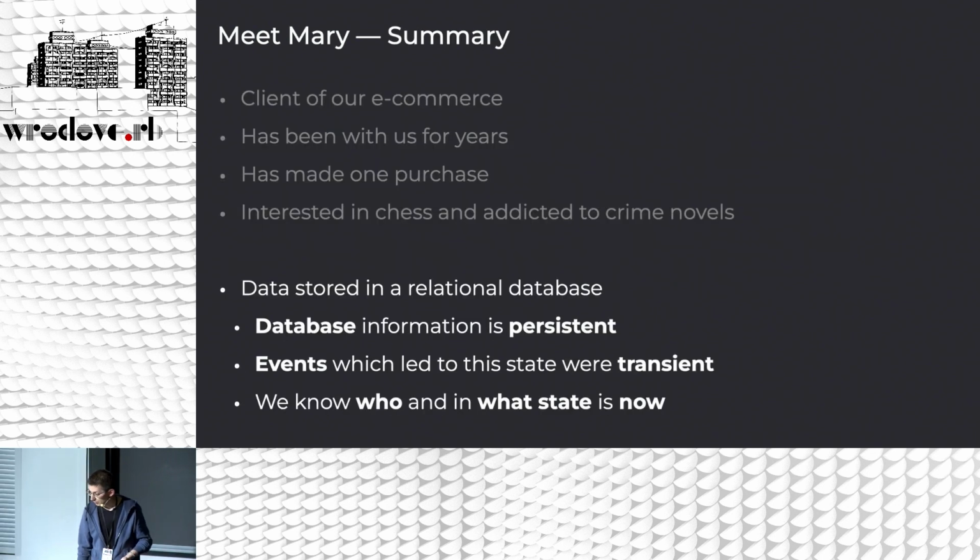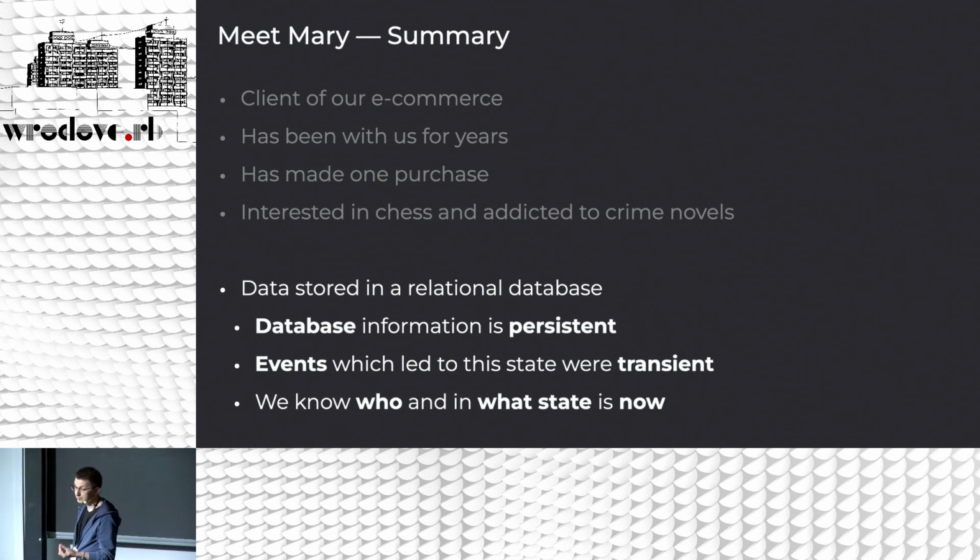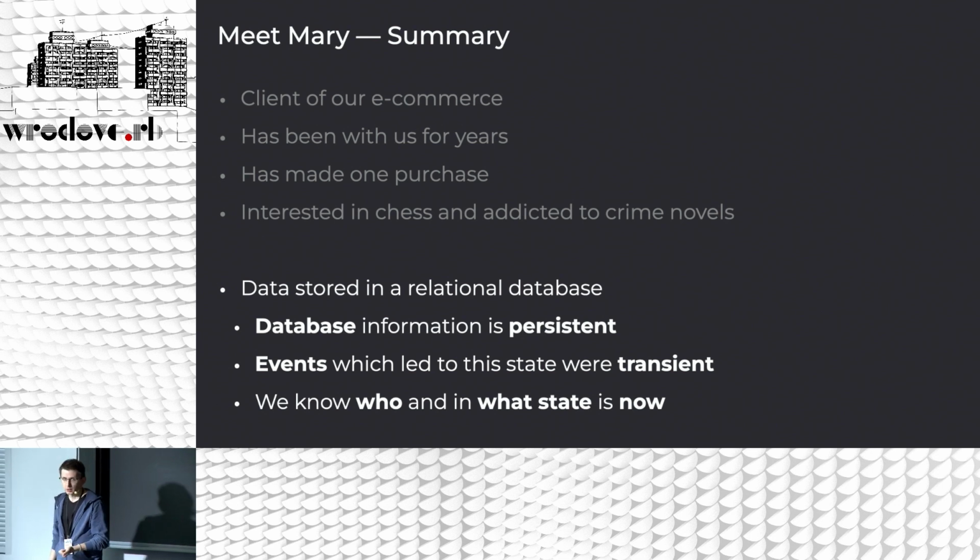To sum it up, we have data stored in a relational database. That information stored in the database is persistent, and it's our source of truth. There were some events while she was using our application, she made some changes. But those changes were transient. We didn't really care about them, we just cared about the final state, which is saved in our database. So we know who, Mary, and what she has done, in what state she has left our system.